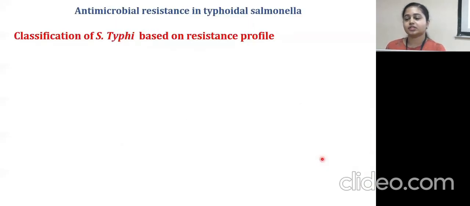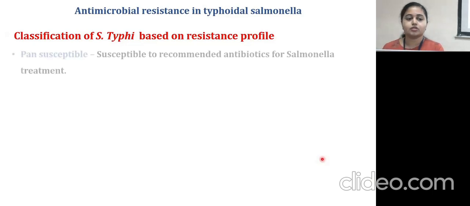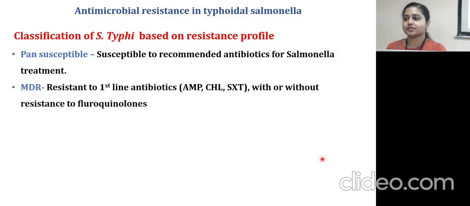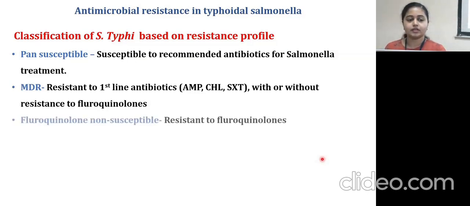So coming to the resistance profile for Salmonella typhi, as Dr. Akash already mentioned, if there is a pan susceptible, that means it is susceptible to all the first line antibiotics for Salmonella typhi treatment. That is your ampicillin, chloramphenicol, and SXT. If there is an MDR case, that means it is resistant to the first line antibiotics, with or without resistance to fluoroquinolones. And if it's a fluoroquinolone non-susceptible case, that means it's resistant to the fluoroquinolones.